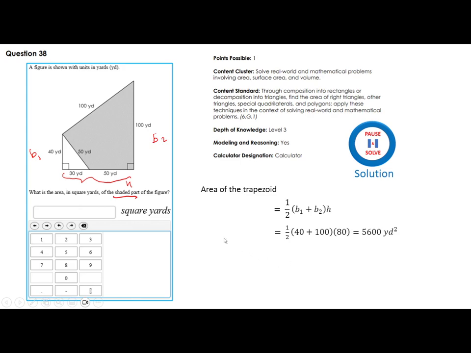5,600 square yards. Now this triangle here, remember, you always have half, okay? So half base times height. Your base is 30, your height is 40. 30 times 40 divided by 2 is 600 square yards. You take the difference, you get 5,000 square yards.